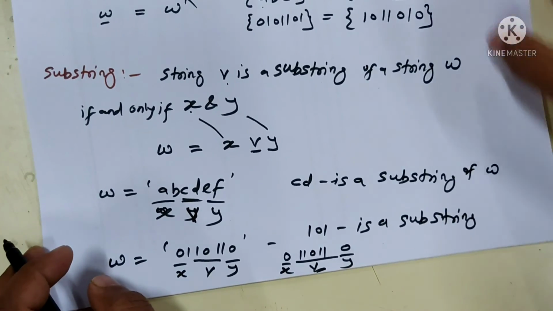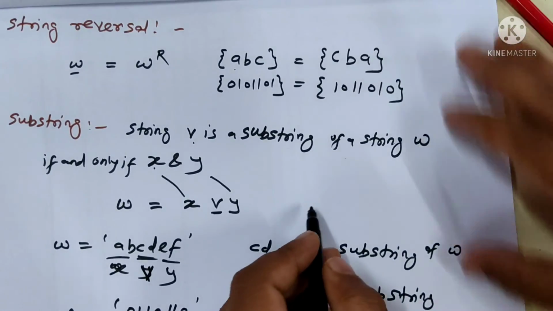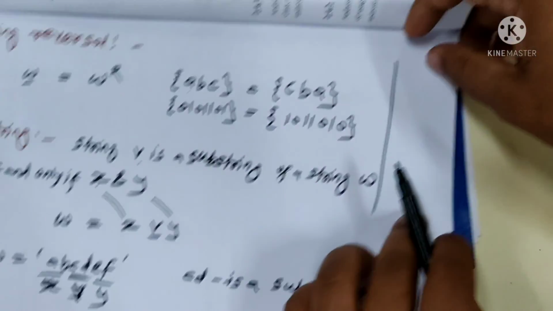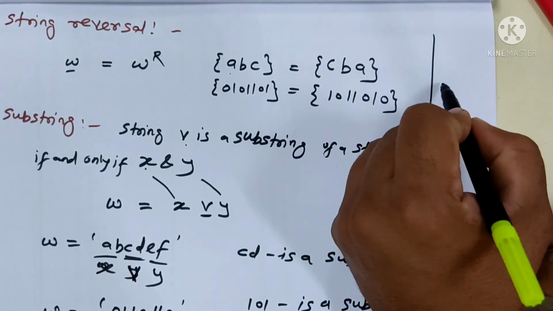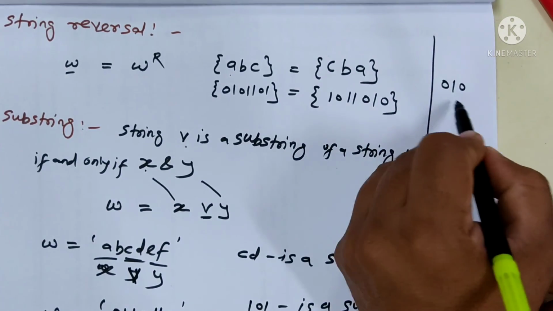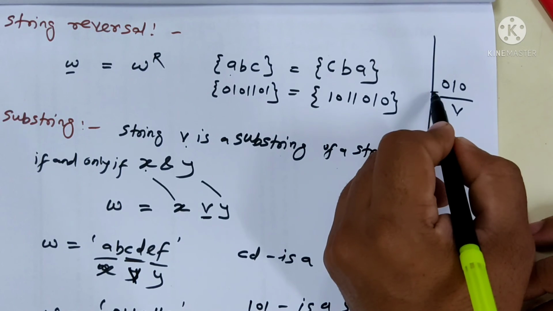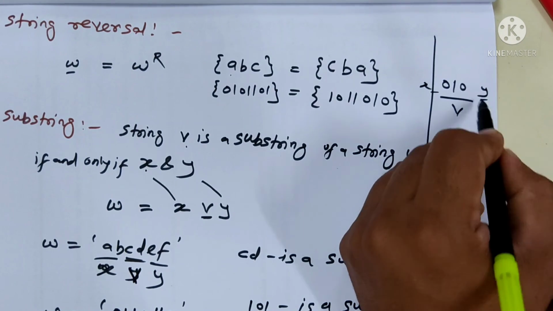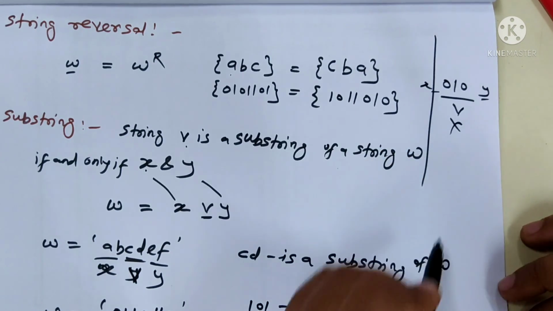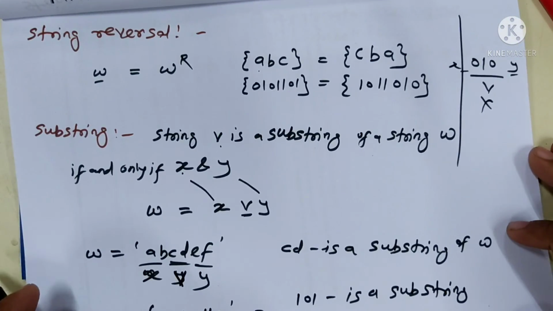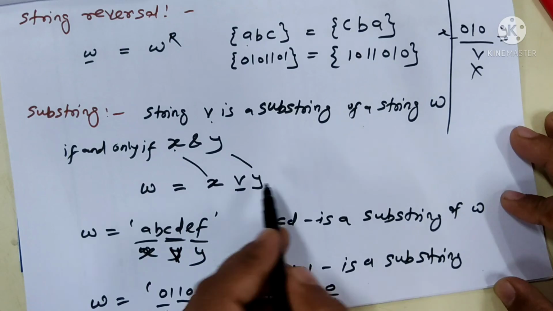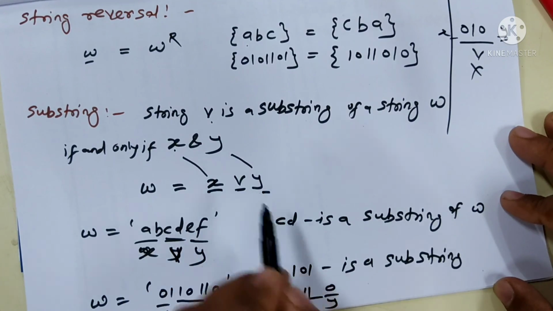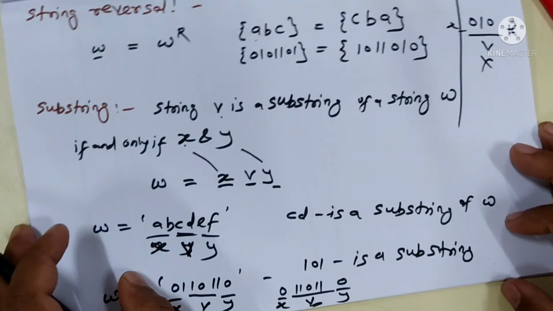If x and y are not present, in that example suppose 010, and we call it v. If there is no starting combination x before it and no ending combination y after it, then this is not a substring. So a substring needs an x and y also, a starting string and an ending string. Then we call it a substring.